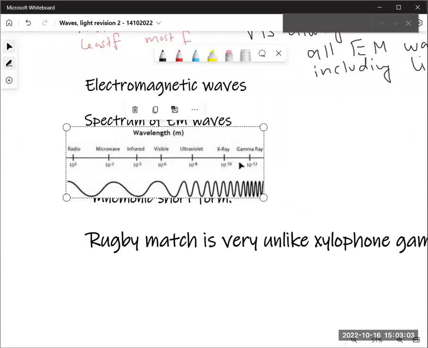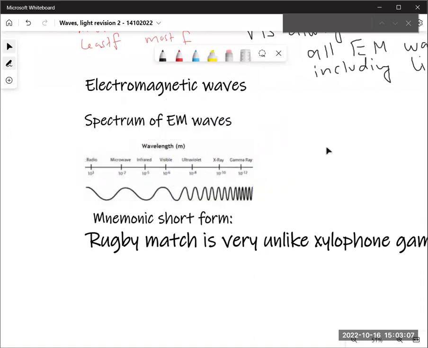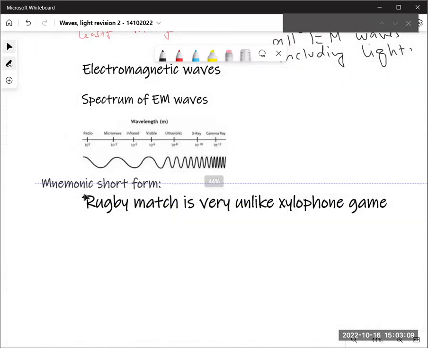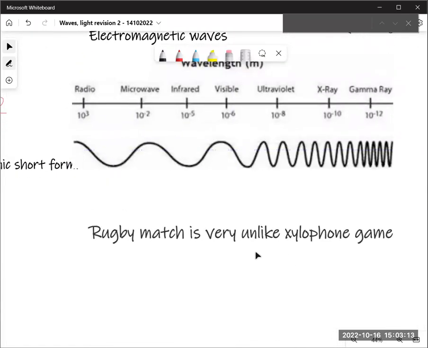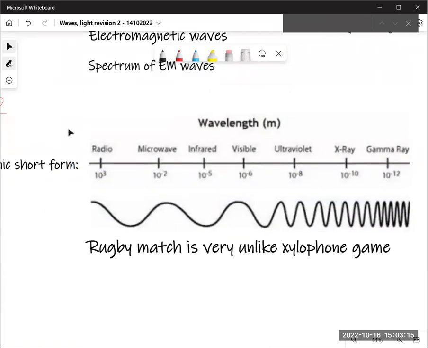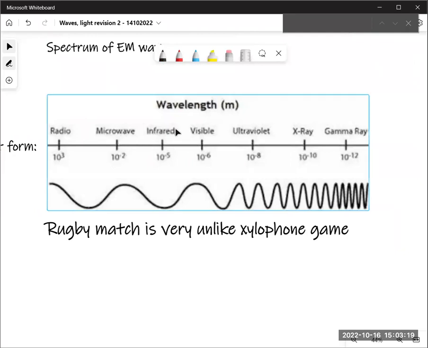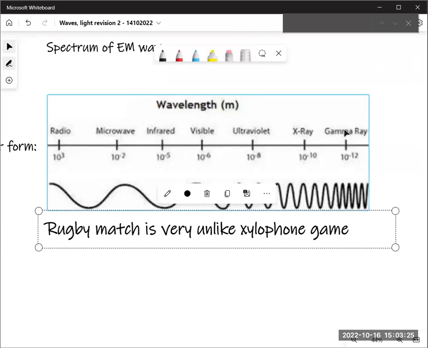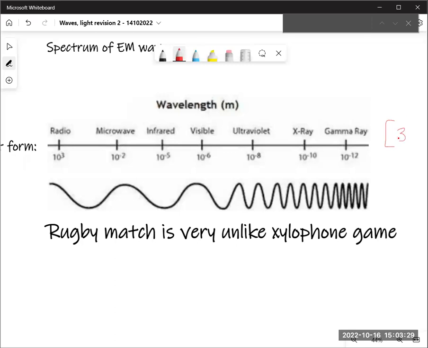Now you have to memorize this. This number right here, the wavelength. First thing is the kind of waves we have. When you look at this right here, the first one is called radio. Radio waves, that's for rugby. Microwave is for match. Infrared is for is. Visible light is very. Ultraviolet, unlike. X-ray, then gamma ray. Now this is like 3 marks in the exam, if you can give the names properly.